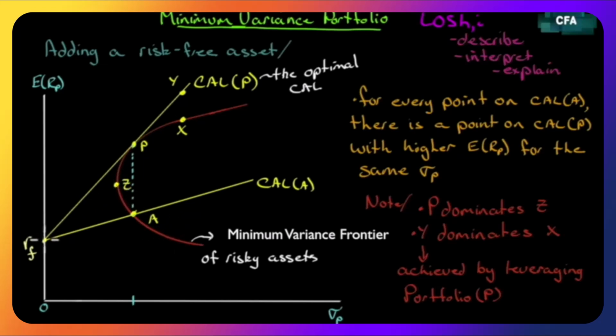Well, let's say we were at Z and we drew a line through Z. We can simply move straight up from Z and find a combination of the risk-free asset and the risky asset P that offers higher return for the same risk. So in other words, what we want is the steepest line that is just tangent to the efficient part of the curve, the minimum variance frontier. So we find a point that is just tangent to that.